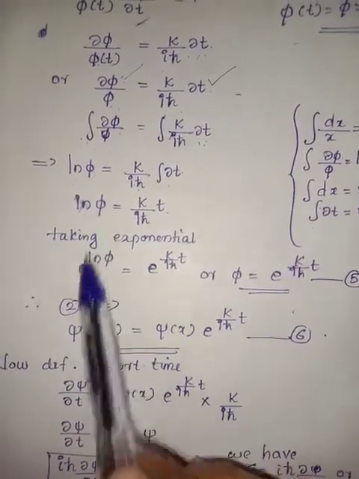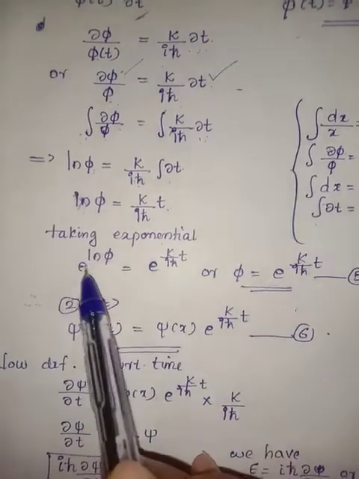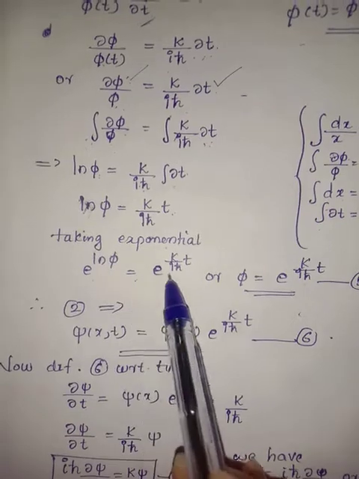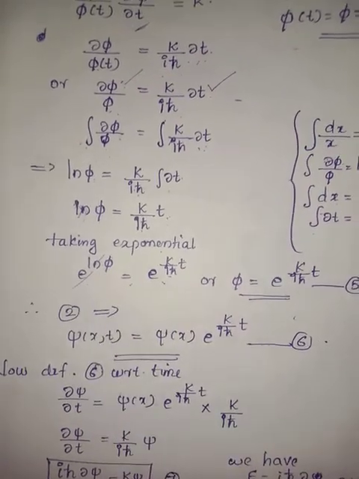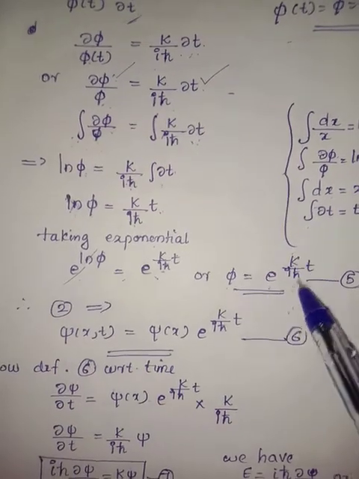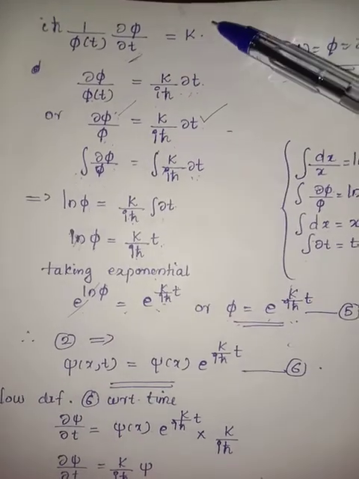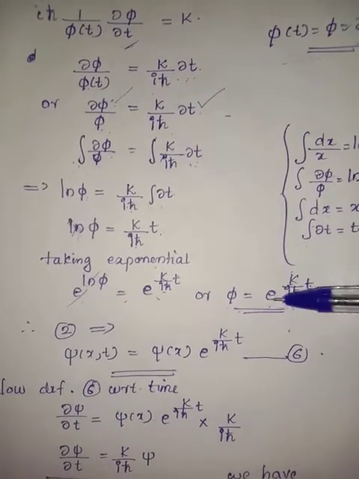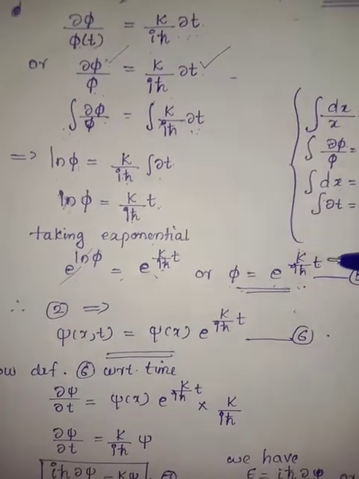So we have to find φ. We take the exponential on both sides, e raised to ln φ is equal to e raised to k/iħ into t. Here the exponential and logarithm cancel, so that φ is equal to e raised to k/iħ into t. So this is our function φ(t). From this equation we find the function φ(t) equal to e raised to k/iħ into t.